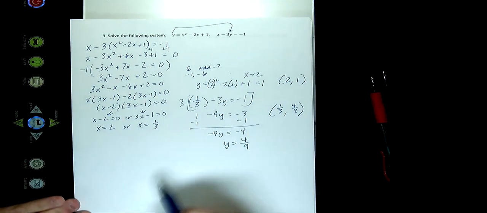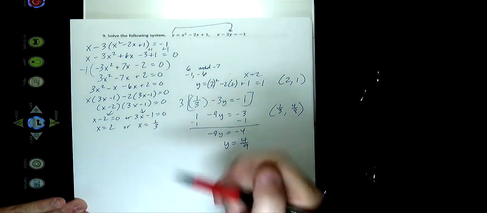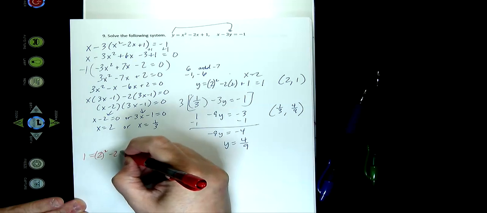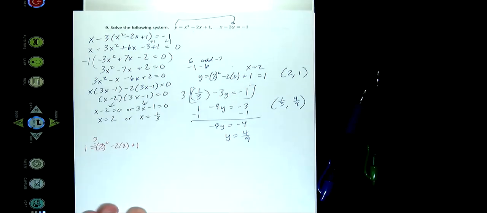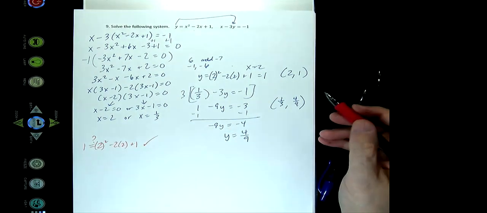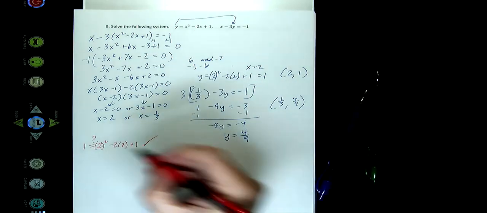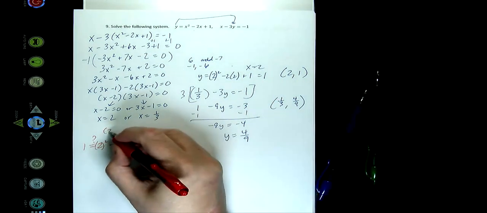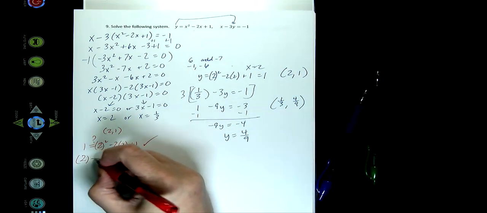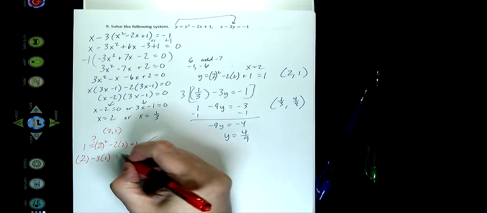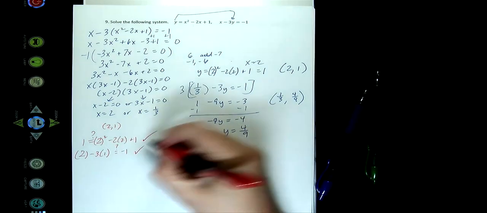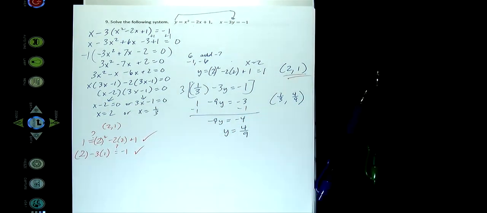Let's check the answer there. Let's plug it in. Does 1 equal 2 squared minus 2 times 2 plus 1? Yeah, that's the one we actually found it with. We also need to check it in the other one. 2 and 1 into x minus 3y. 2 minus 3 times 1. Does that equal -1? Yeah, that one works. So that one is valid.